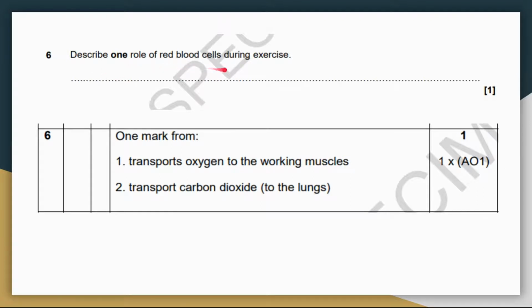Describe one role of red blood cells during exercise. So just a 1-mark question. The most likely answer you'd have put is transports oxygen to the working muscles, but you could have also got a mark for transports carbon dioxide from the muscles to the lungs.